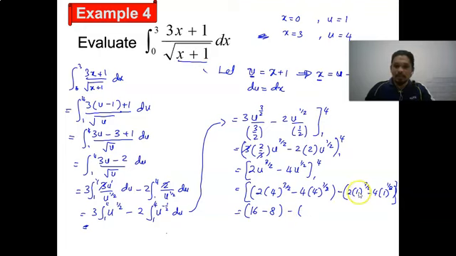Minus, okay, 1 to the power of 3 over 2 is still 1. 1 times 2 equals 2, minus square root of 1 is 1, times 4 equals 4. So 16 minus 8 equals 8. 2 minus 4 equals negative 2. Negative times negative is positive. So 8 plus 2 equals 10.